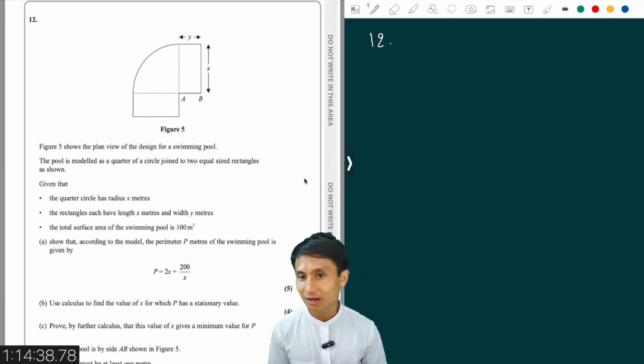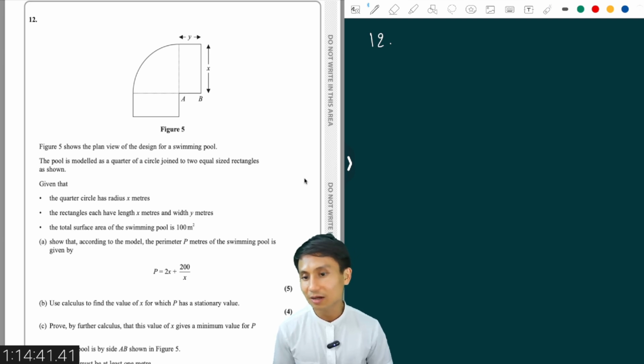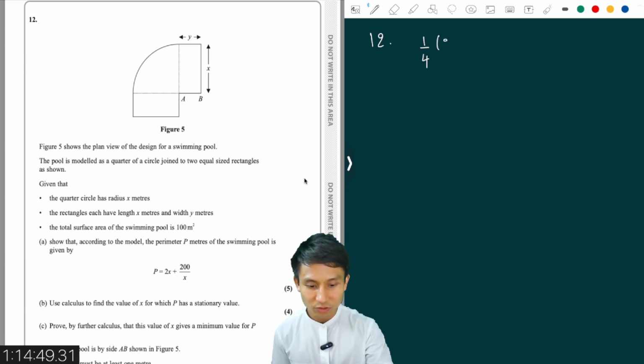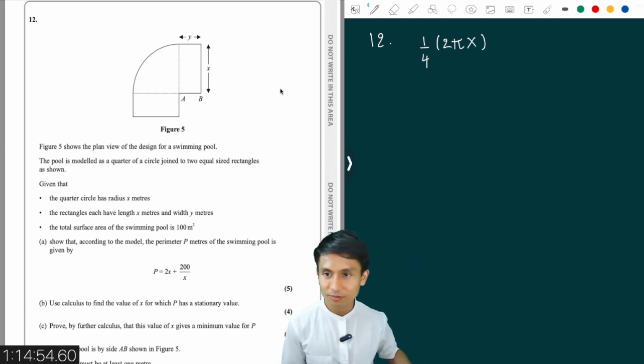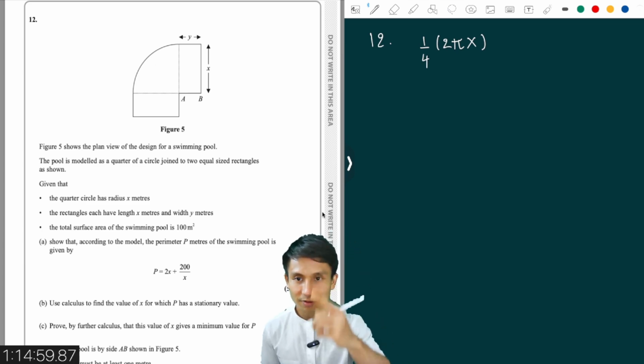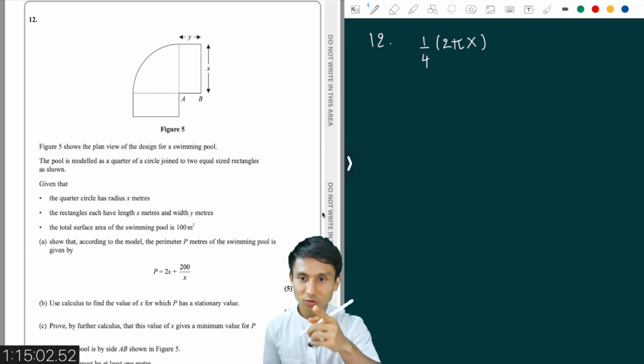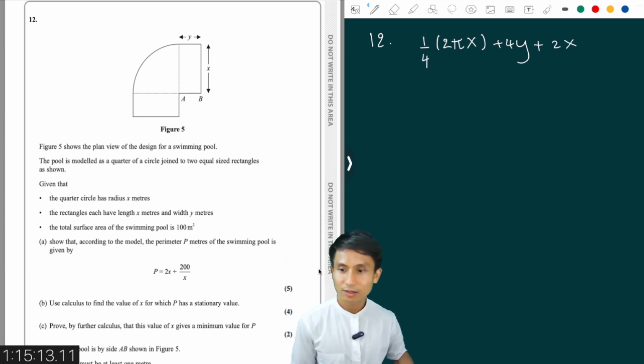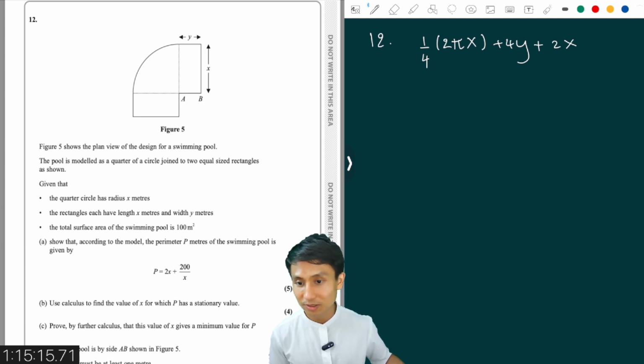It's just a lot of x's and a lot of y's, and then you add the arc length of the quarter. So it's a quarter of the perimeter of the circle, which is 2 pi r, and r is x. That's just the arc length of the quarter right here. And then how many y's? We have 1, 2, 3, 4 y's. And then how many x's? Just 1 and 2, so 2 x's. And that would be the perimeter.